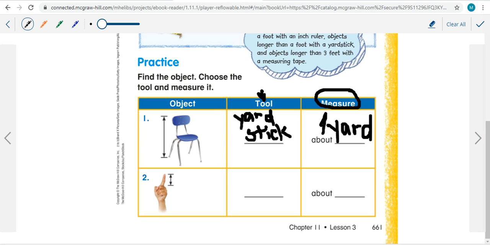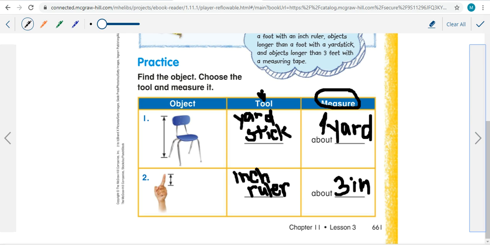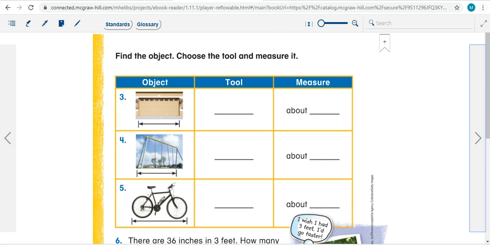Your finger, would it be better if you use a yardstick or an inch ruler? Okay, it's better if we use an inch ruler because your finger is small. Okay, so the answer for number 2 is inch ruler. And about how many inches long do you think your finger is? It's about 2 or 3 inches. It may be 3 inches. Okay, next page. Turn your page, please.